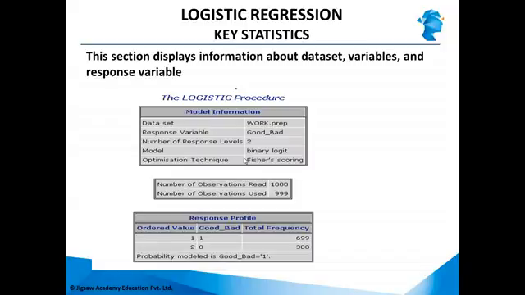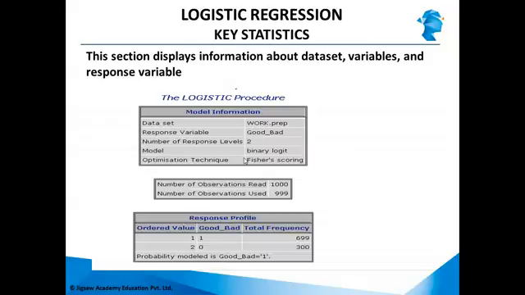Then it tells us that there are 1000 observations that were read in the input file, but only 999 were used in the model because perhaps one of the variables had a missing value. Right? So the number of variables that went into the model are fine. The number of observations that went into the model are finally 999.